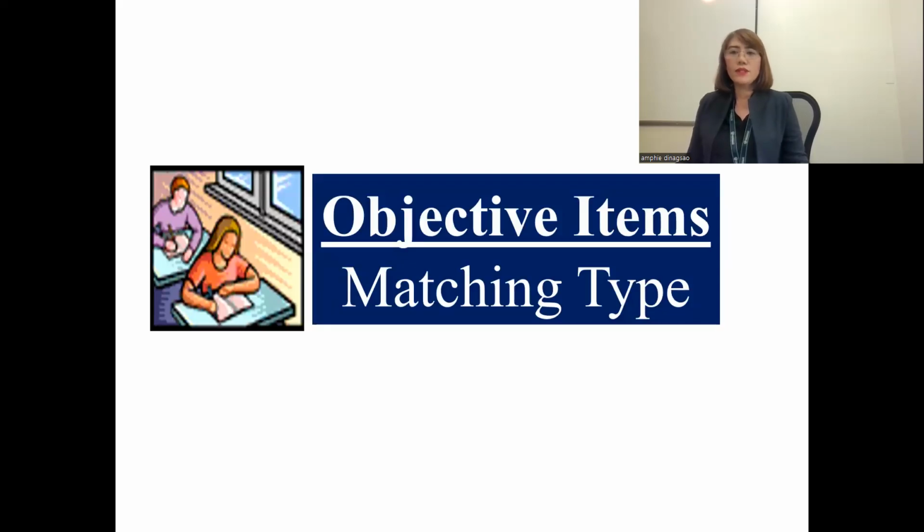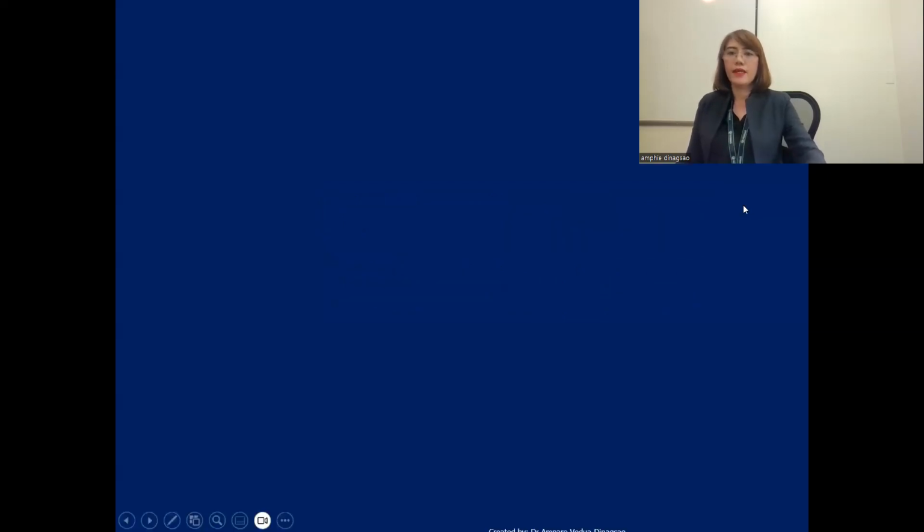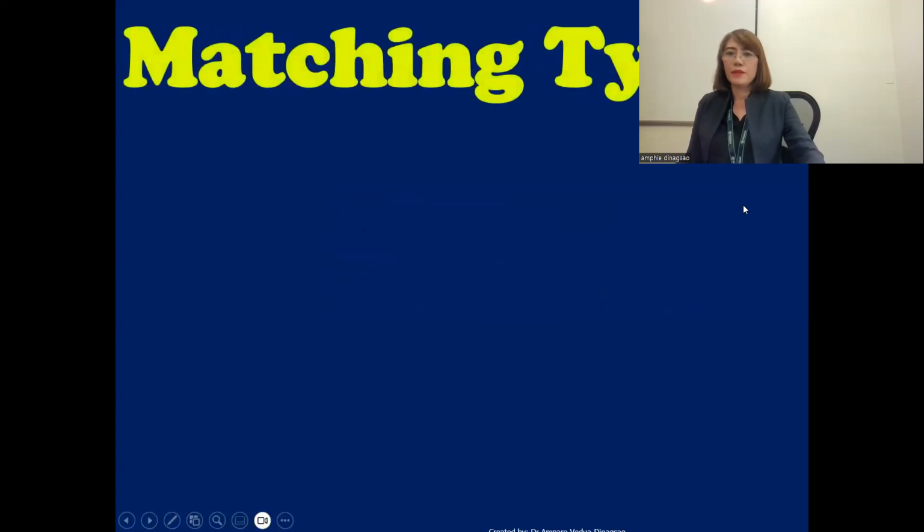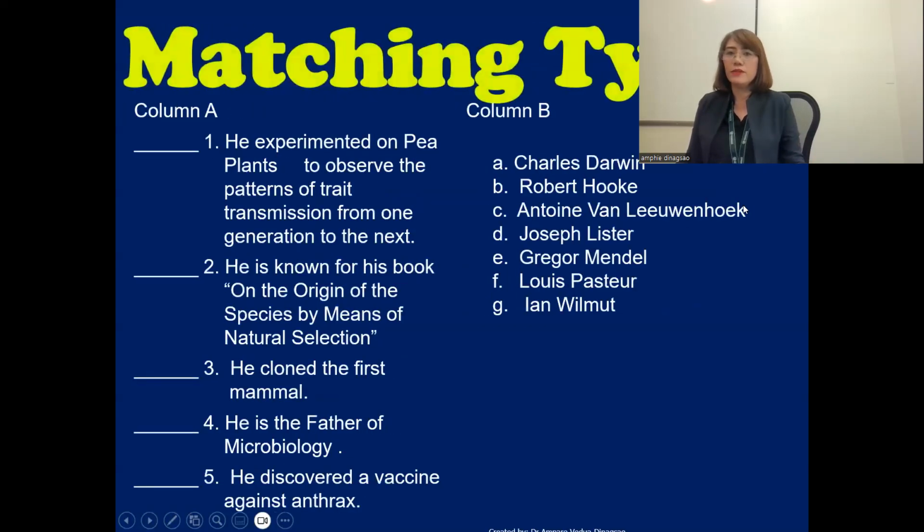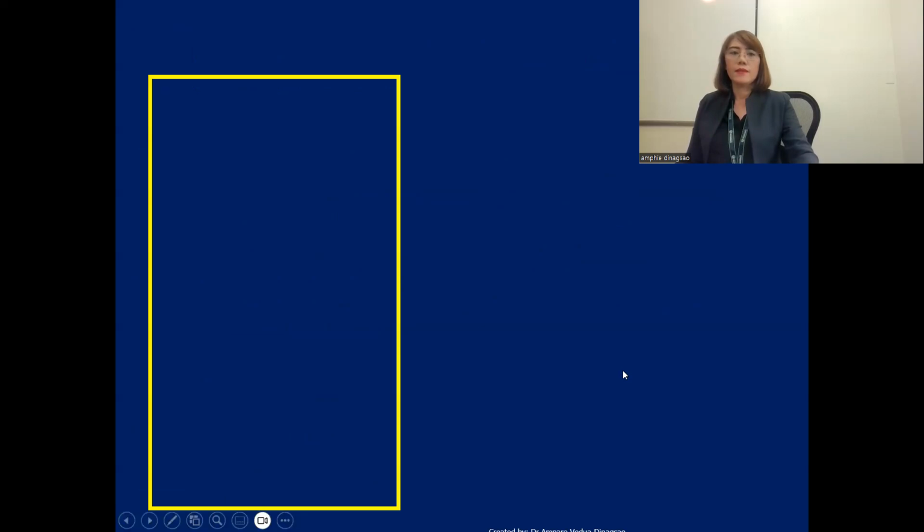All right, we will talk about this particular type of test, which is matching type, and the guidelines. So I'm sure you're familiar with matching type. It could look like this. There are two columns, and you're going to match a particular item or description in column A to a response in column B.